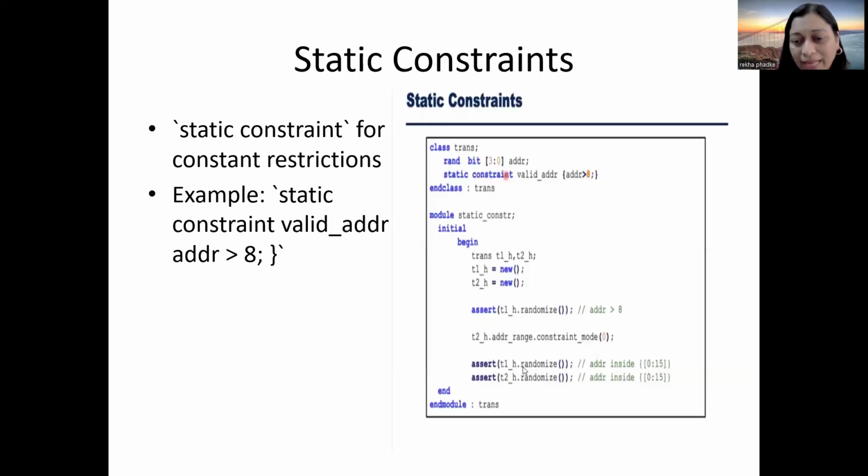Okay. So now I'll assert T1 and I'll assert T2 with randomization. Earlier it was only T1_H.randomize. I'm just giving randomized values to T1_H. So I just want you all to run this program and see what values you get, why static constraint is used and what its use is. If you work on this example, you'll understand how they actually work. Go to the next slide.